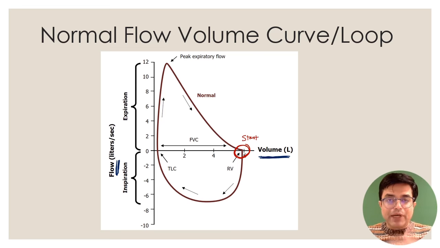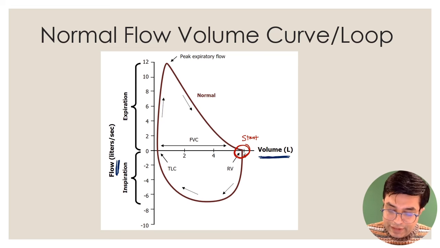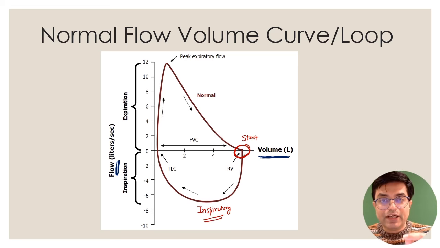When he inspires, the entire lower part, this entire negative part, is called the inspiratory part. Now you will ask, sir, why is this at the bottom? Because the inspiratory part is negative. I hope you know that pressure inside the thoracic cavity is negative, and when we inspire, the thorax expands and it becomes more negative. So in inspiration, what will the flow be? Negative, right? It is going inside, so inspiratory flow is negative.